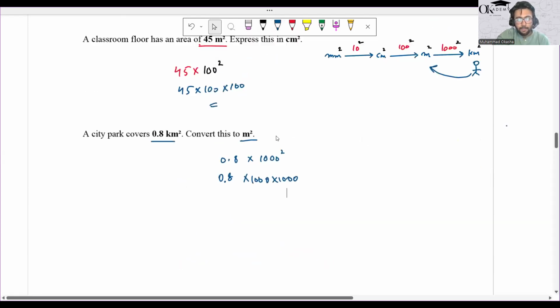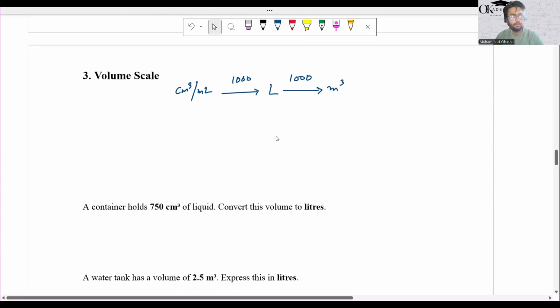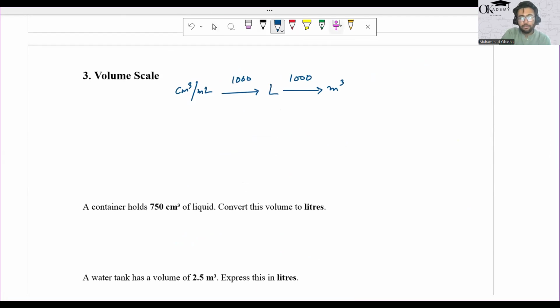Then we have volume. So volume is a little different from the length and the area. Volume is normally represented as centimeter cube or milliliters. Now you have to understand they're both the same thing. You can either say centimeter cube, you can either say milliliters, same thing. Going from centimeter cube to milliliters is 1,000, and going from liters to meter cube is 1,000. The same rate follows, the same method follows. Forward is division, backward is multiplication.